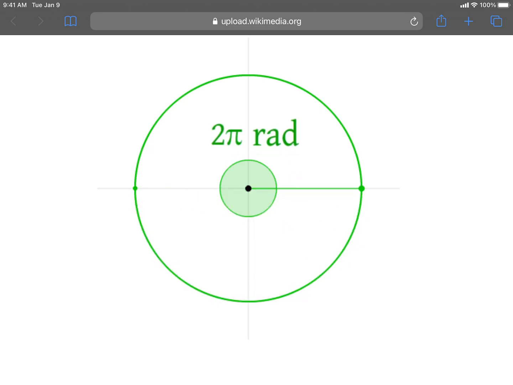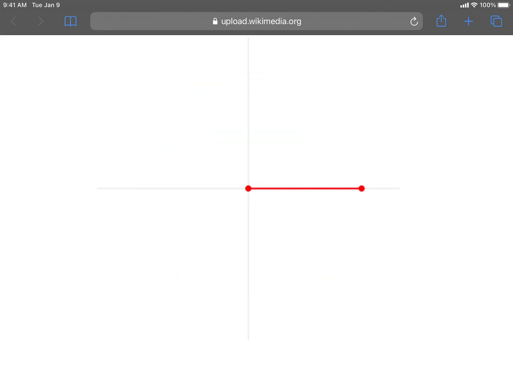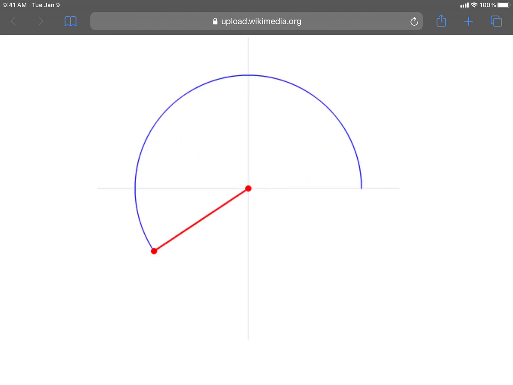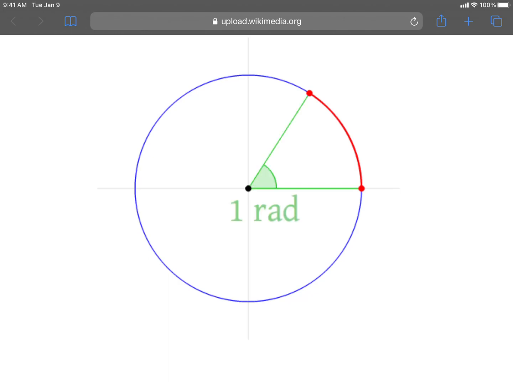Now what you'll notice here is when we get to a full circle, it is 2 pi, which is the same as 360 degrees. That comes from the fact that the circumference of the circle is 2 pi times the radius. So here is one radius. That red line is the radius of the circle. If you take that distance and wrap it around the outside of the circle and then connect the points back to the center to make an angle, that angle is a measure of 1 radian.